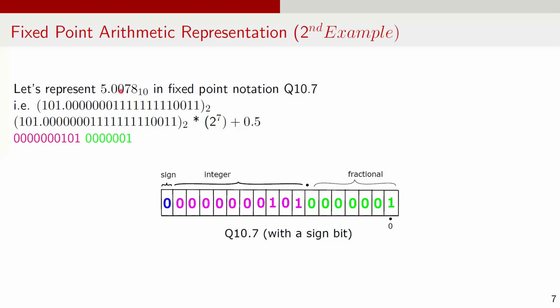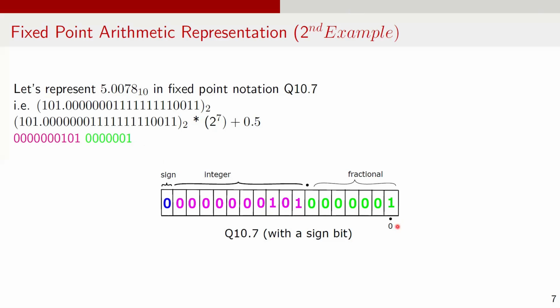If we multiply 5.0078 by 2 to the power 7, in decimal, we'll get somewhere around 640.99. And when we add 0.5 to it, it will be 641.49. After truncation, the number is 101,000,0001. And here is the binary representation in Q10.7 after truncation.